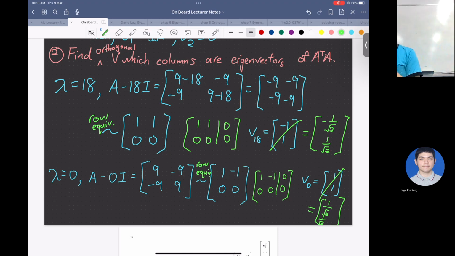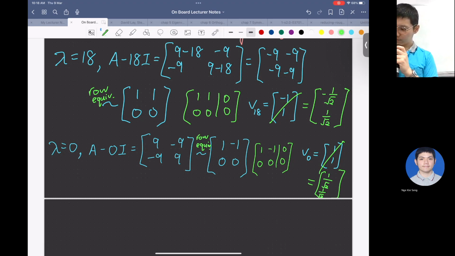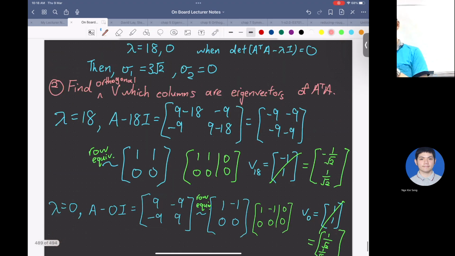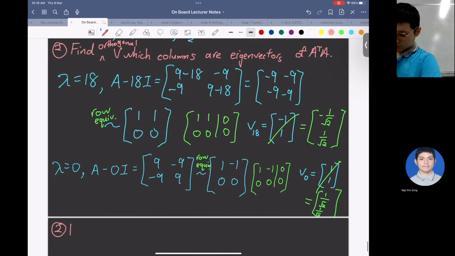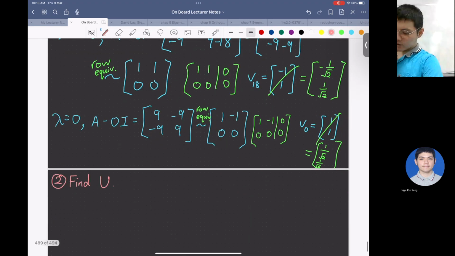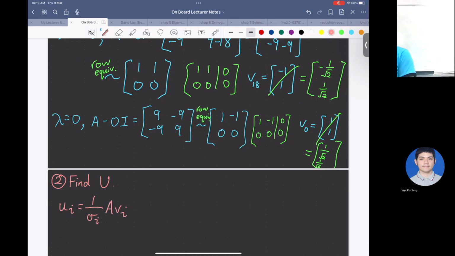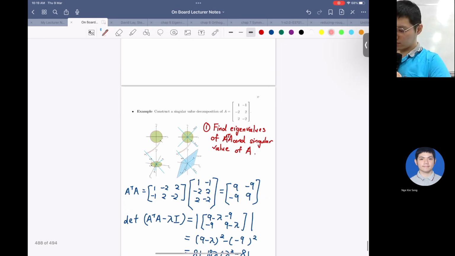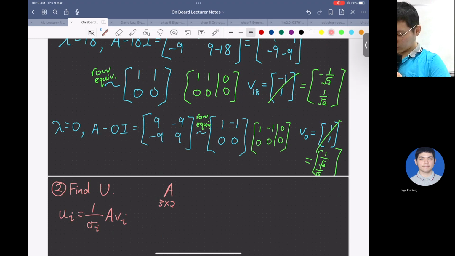So let's continue. Find U. What's the formula for U? The columns are u_i equals 1 over sigma_i times A v_i. Let's see what the size of U is. A is a 3 by 2 size. So we have U, sigma, and V transpose. V transpose should be 2 by 2. Sigma is the same size as A. U is 3 by 3.